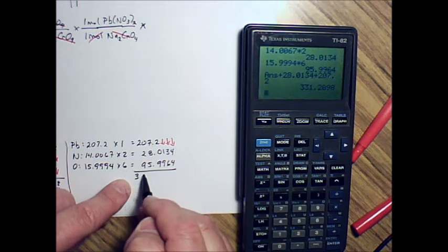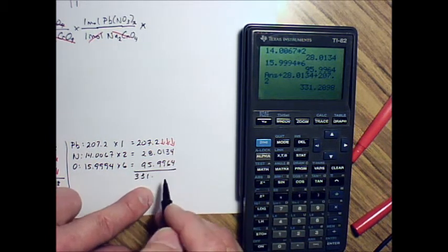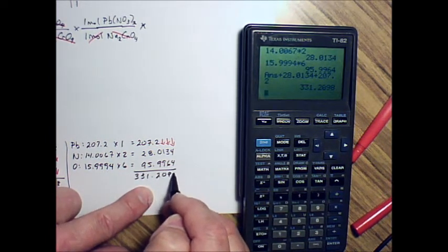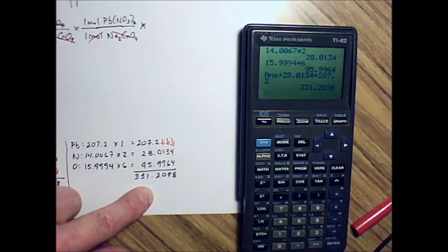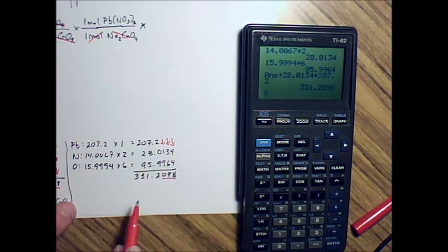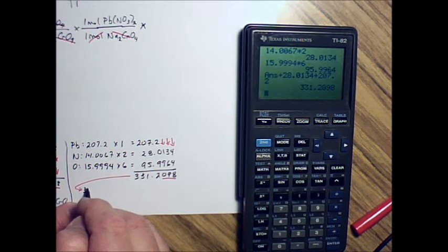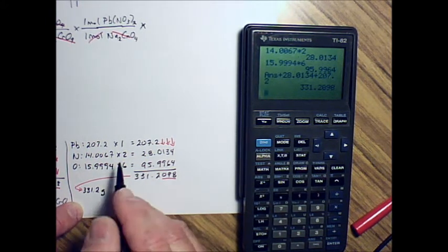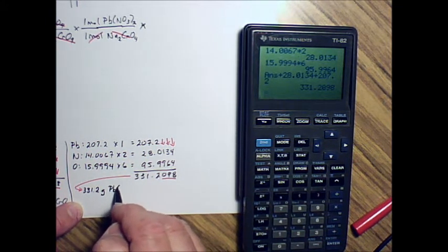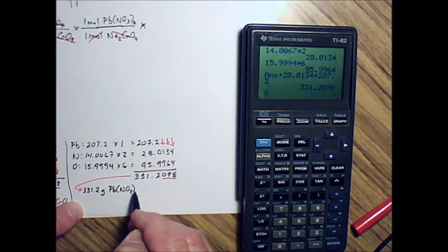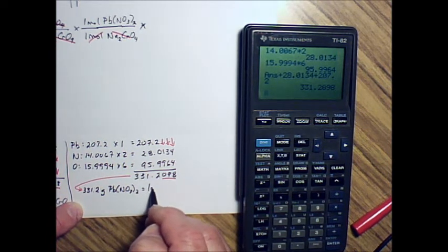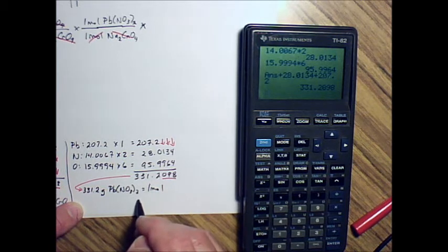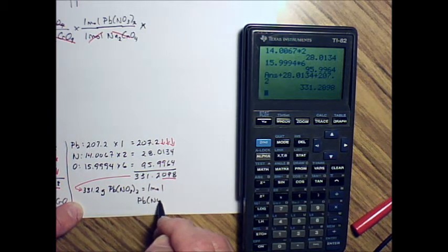And then we're going to add all these numbers together. And we get 331.2098. And we underline the last 3 digits and round it off. So we get 331.2 grams of lead 2 nitrate equals 1 mole of lead 2 nitrate.